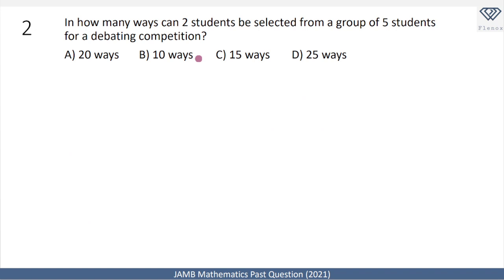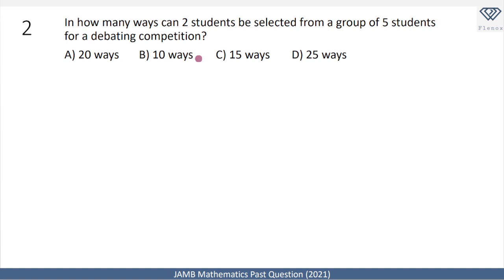So in how many ways can 2 students be selected from a group of 5 students from a debating competition? Now this is a classic combination problem. And why is it a combination problem? Because we're trying to select 2 students from a group of 5 students, and the order in this case does not matter. What do I mean by the order does not matter? It doesn't matter if you select student A first before you select student B, or if you select student B first before you select student A. So that is what makes it a combination problem. And if this doesn't make too much sense to you, I would suggest you watch my tutorial video on permutations and combinations, where I really go into deeper explanation on these concepts.